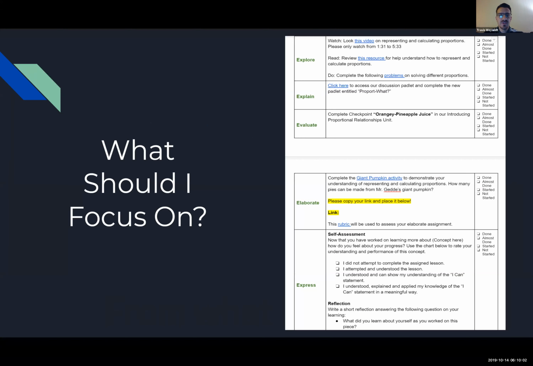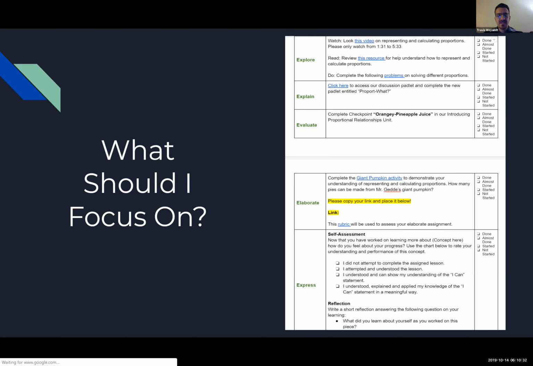I would like you just to do the first checkpoint as a check for understanding from this lesson, that you understand this idea of proportion. So you already have one checkpoint down, all right? And then you can go back and work on your power focus areas. And the elaborate is a giant pumpkin activity since it is Halloween or October season. Hopefully you enjoy that, and are able to find some things with recipes there. And then again, the idea of express, being able to reflect and learn about yourself through this lesson.